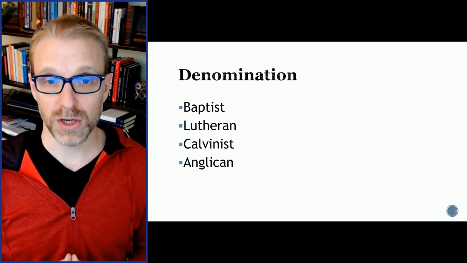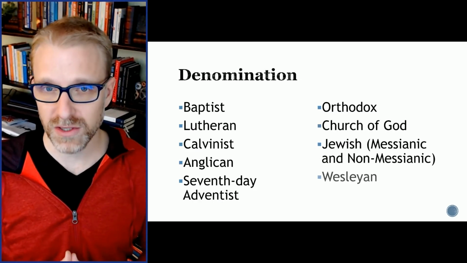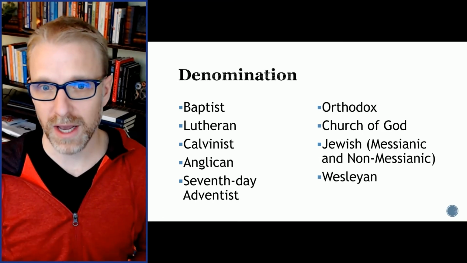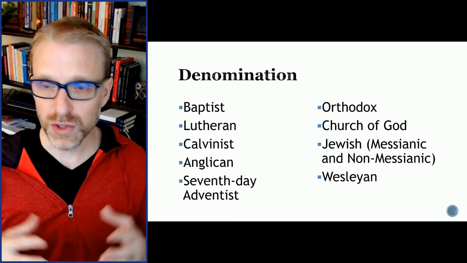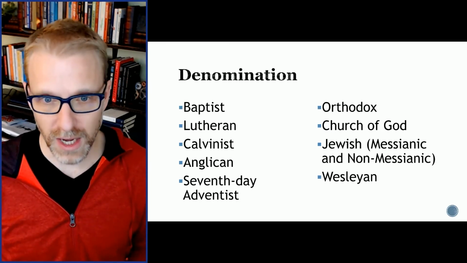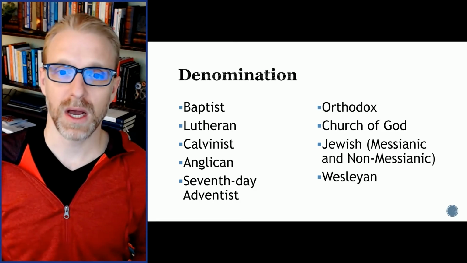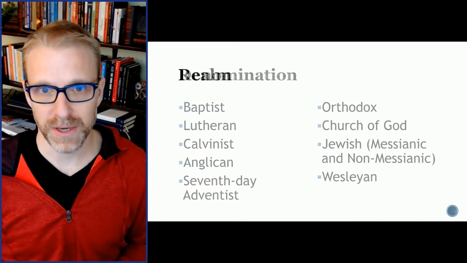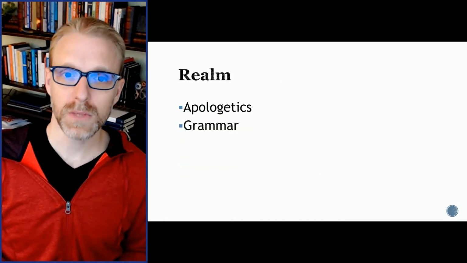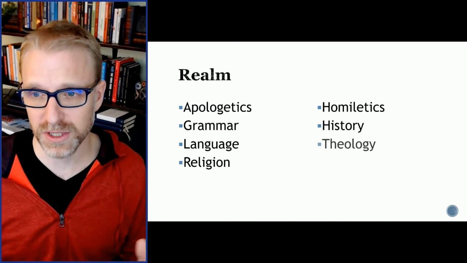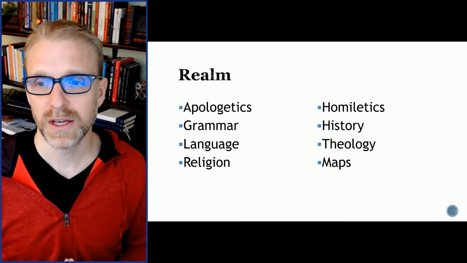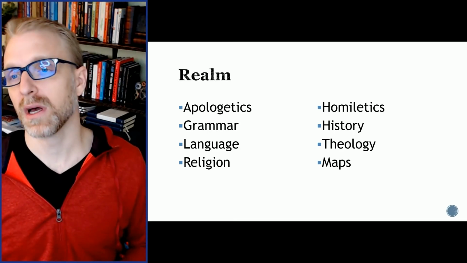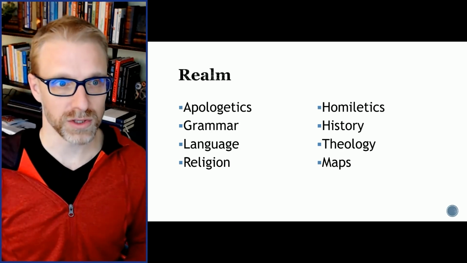Again, there are dozens of denominations in this tagging system. But here are some examples that we've got in here. You might want to tag all the books that are Lutheran books or Jewish Messianic books or Church of God, Seventh-day Adventist, Wesleyan, Calvinist. So that D is what's going to represent the denomination. Realm, there's lots of different realms. Again, just some examples. You might want to categorize theology or grammar, apologetics, language, religion, different history categories or homiletics.